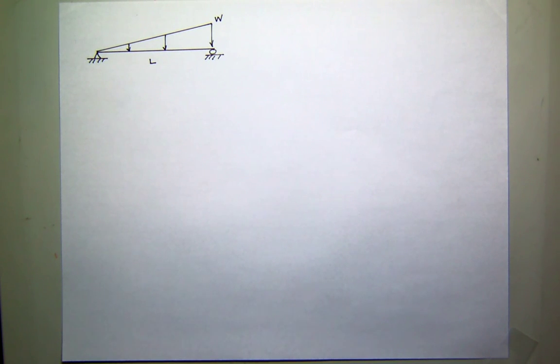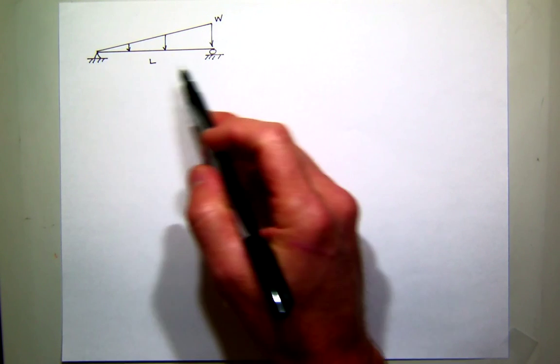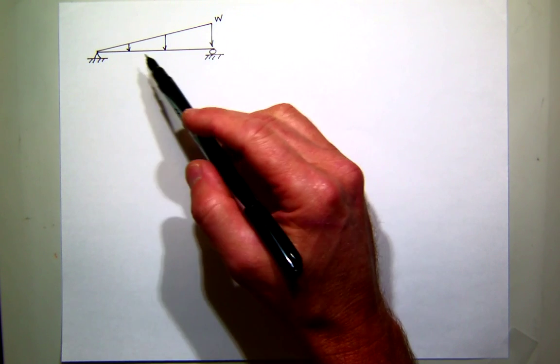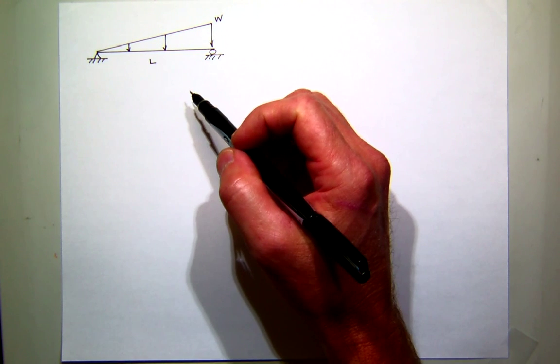Okay, so let's work this problem. We have a simple supported beam of length L and load W, and I want to be able to find an equation for displacement and slope.